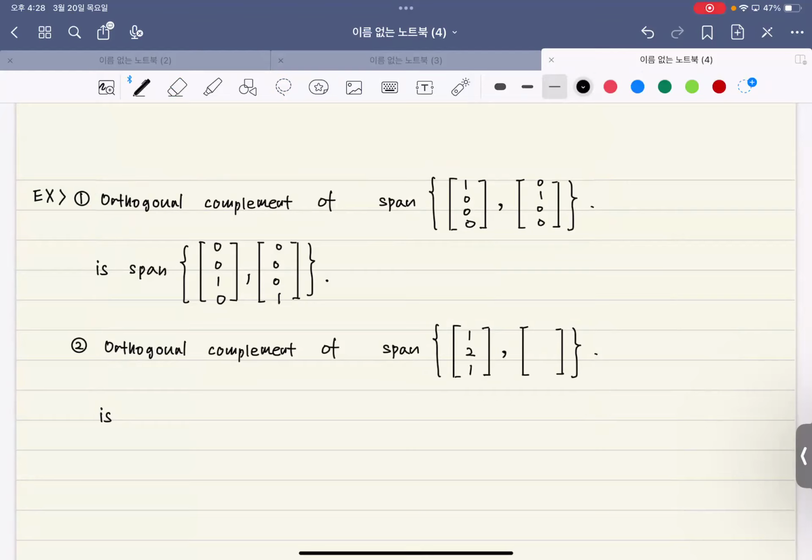What about this? Now, this subspace is a subspace of R3, and I want to find its orthogonal complement. Clearly, this is a 2-dimensional subspace. Therefore, its orthogonal complement must be a 1-dimensional vector space, so it must be spanned by only one vector. Can you find that vector?